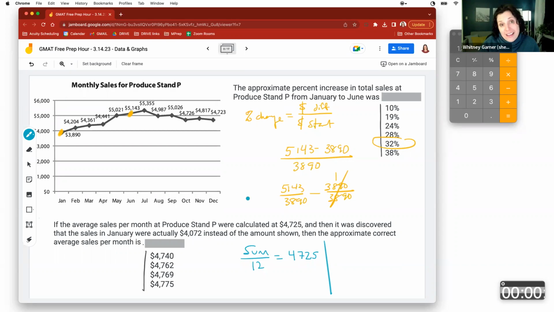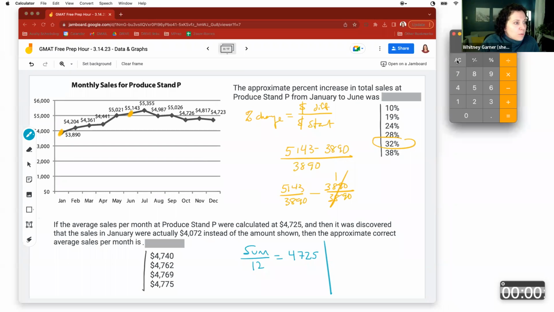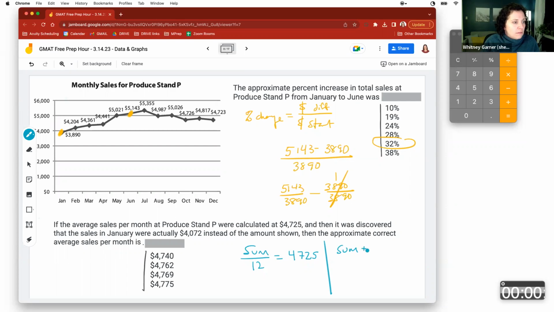So there's a trick. What is the error? Well, we screwed up. So 4,072, if I subtract the 3,890, I missed $182. And so technically what I need is to add $182 to my sum and then divide it by 12. So there are a couple of things we can do here.